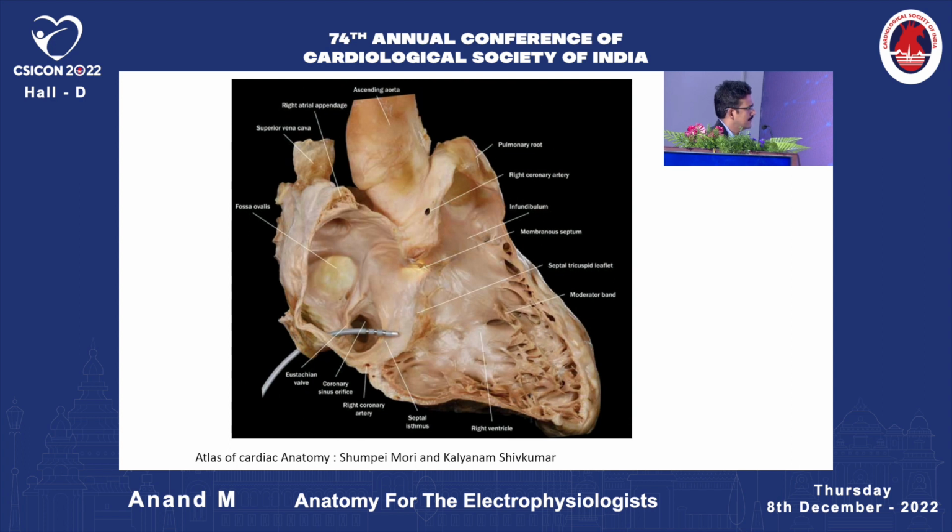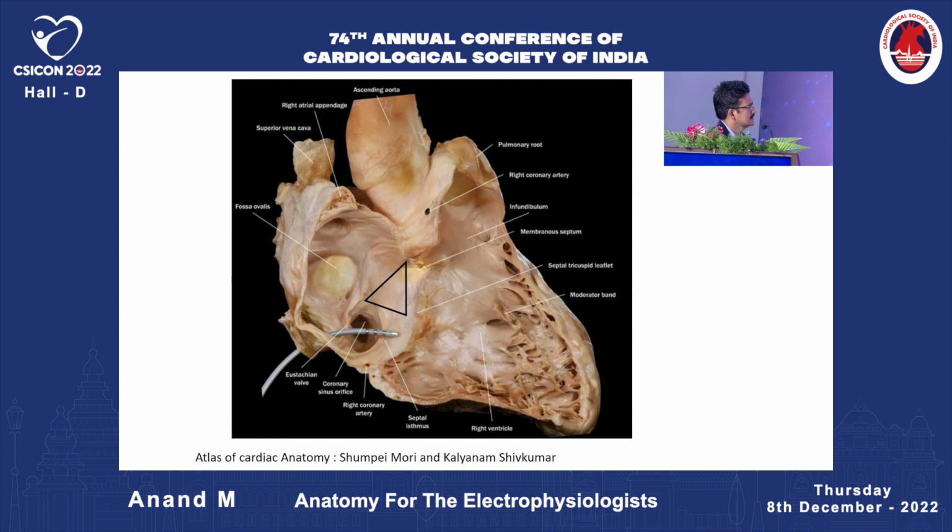This is the eustachian valve, which protects the IVC. Then what follows is the tendon of Todaro. This is the septal leaflet of the tricuspid valve. This illuminated structure is the membranous septum. The septal leaflet of the tricuspid valve divides the membranous septum into the atrioventricular portion and the interventricular portion. The atrioventricular portion, if you poke from here, you can go directly into the left ventricle. This is the interventricular portion.